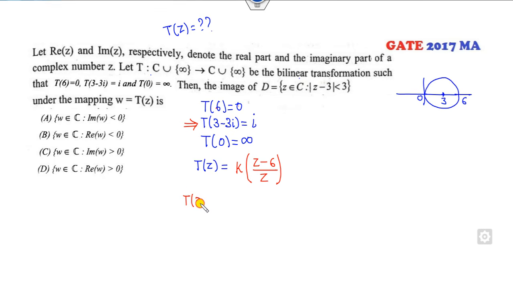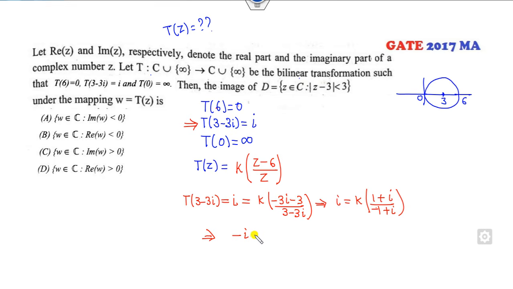Fine. So if I use this third property, 3 minus 3 iota is here, which comes to be k. If I substitute here, it will be minus 3 iota minus 3 divided by 3 minus 3 iota. So 3 will be cancelled out. So iota is equal to k times, I can also cancel out iota plus 1. I can take minus as common, and this is minus 1 plus iota. Fine. So can you find the value of k? I can simplify it. Minus iota plus iota square is minus 1, which is k plus k iota.